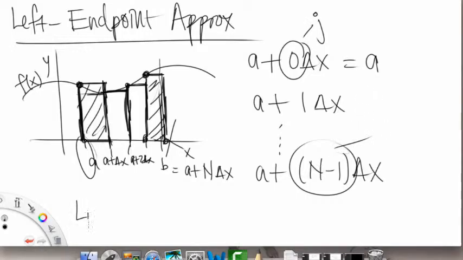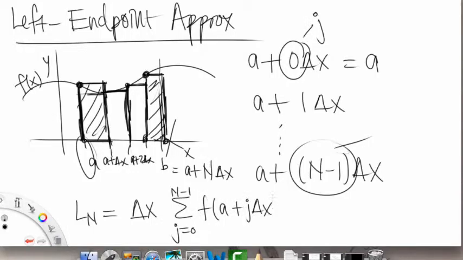So for L sub n, our left endpoint approximation, we get the same exact thing: delta x times the sum, but this time j starts at 0 and goes up to n minus 1, with the same formula in here, f of a plus j times delta x. So that's for the left endpoint.